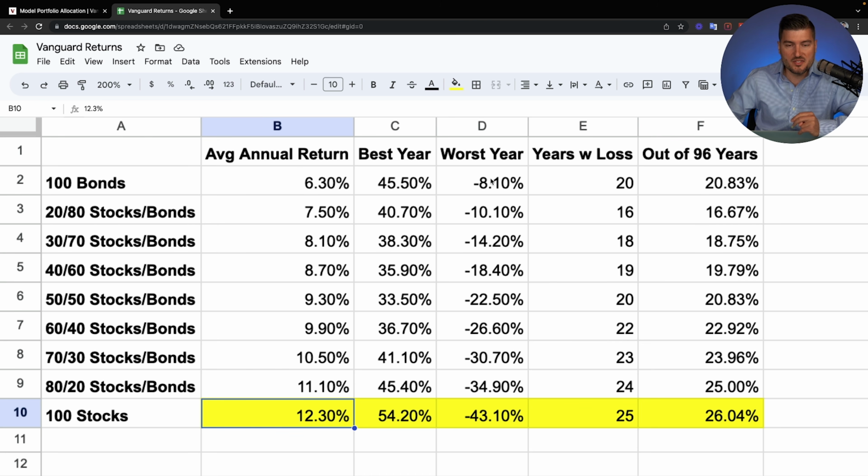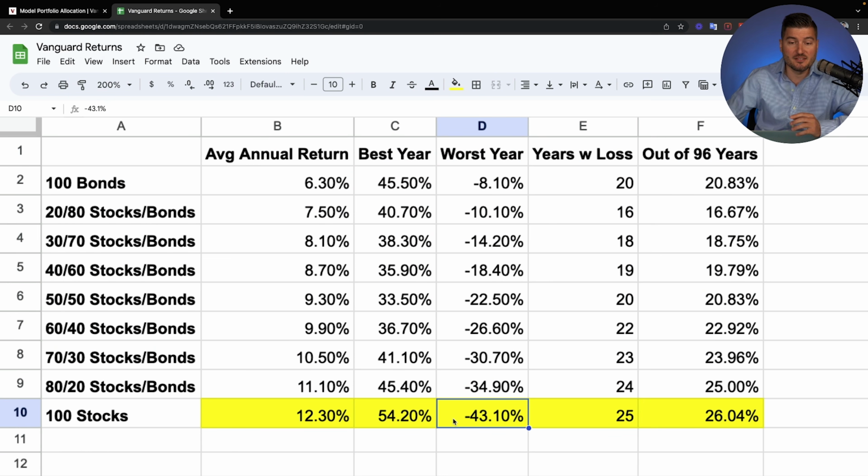So if you look at the worst year, 100% bonds was actually in the single digits. It was actually the worst year out of 96 years. If you have $100,000 in a portfolio, you're losing $8,100 of that, okay, in 1 year. Now take a look at that on the contrary if you go with 100% stocks. If you have $100,000 in a portfolio, you're losing $43,100 in 1 year. Can most of you stomach this?